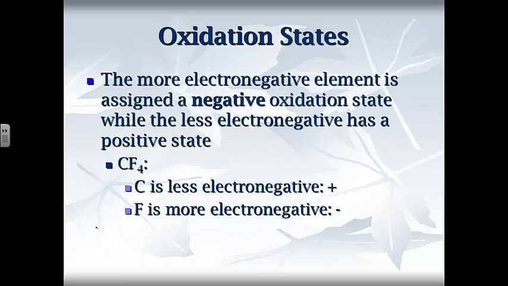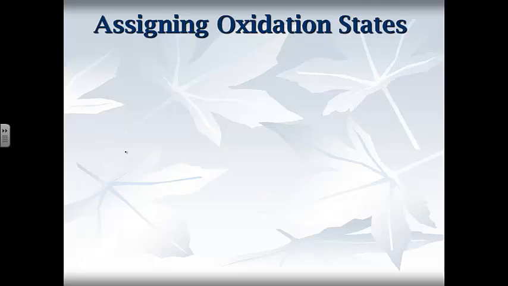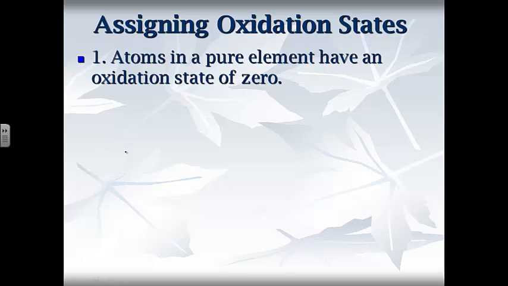Now, the more electronegative element is assigned a negative oxidation state, and the less electronegative element has the more positive state. And there are some rules, so you're not going to consistently be trying to figure out what's more electronegative. But if you look at carbon tetrafluoride, fluorine is the more electronegative, so it's going to have a negative number. Carbon is the less electronegative, so it's going to have a positive number. Now we're going to give you some rules for how we actually assign those.